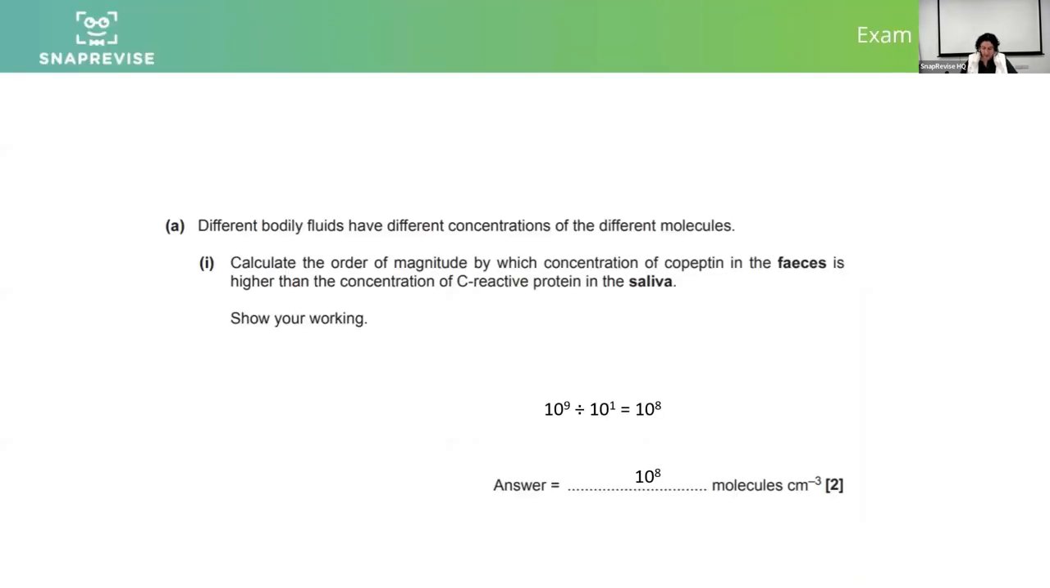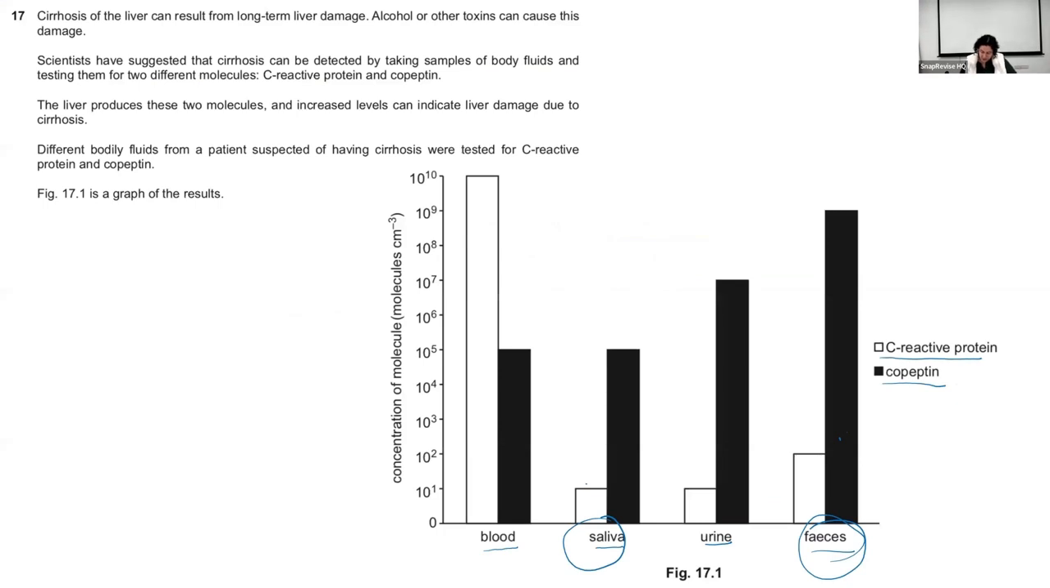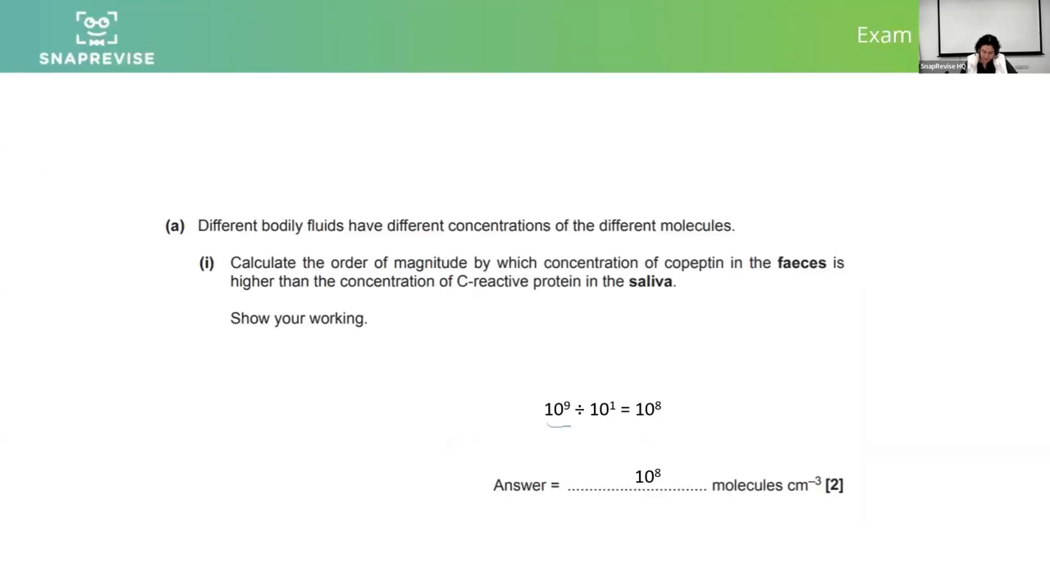And we have to show our working. So what I do here, it's relatively simple, right? Because all I need to do is read the values of the graph off of my y-axis. So one value is 10 to the 9th, the other value is 10. I divide one by the other to get the ratio, and this is my ratio.